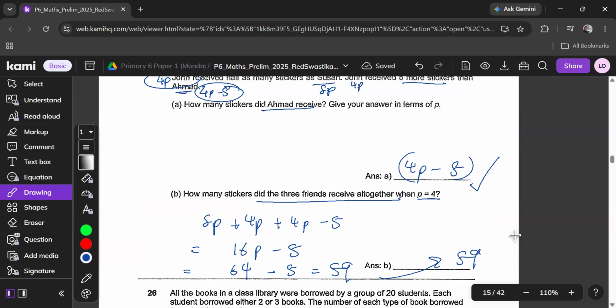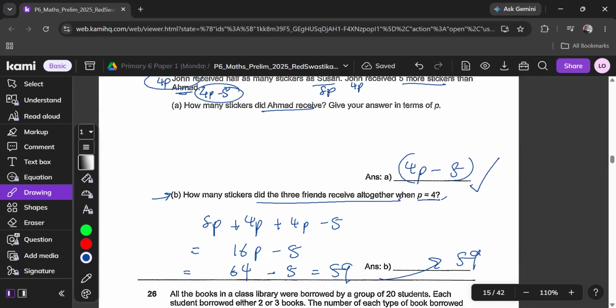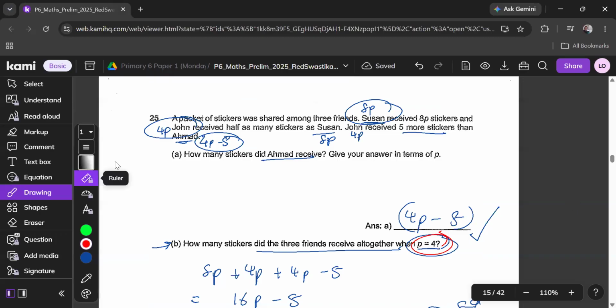Now, for those of you who find part B a bit hard to get the answer, Mr. will give you something even faster. Okay, even faster, and you may want to do that next time. P equal to 4, right? Okay, P equal to 4. Mr. will show you. Change all the 8p, 8 times P, 8 times 4.